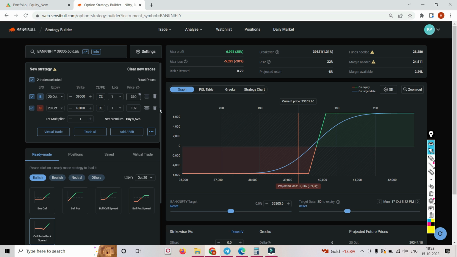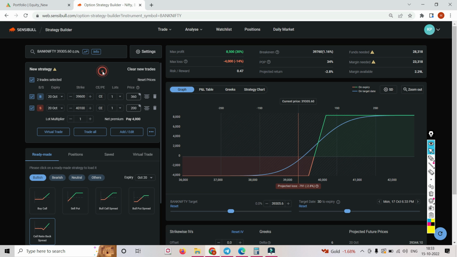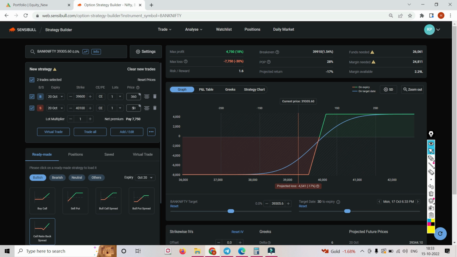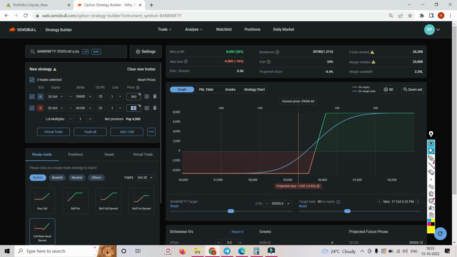So see, if this has become 360, this has to become maybe, let me check with 200. Will this work? No. 100. I'm not sure. I took 40,000, right? So this has to become, sorry, let me see, no, even 50 would not work. What is half of that? 150, 180. Okay, I'm not good at the calculation, but you got my point, right? So maybe this would work.